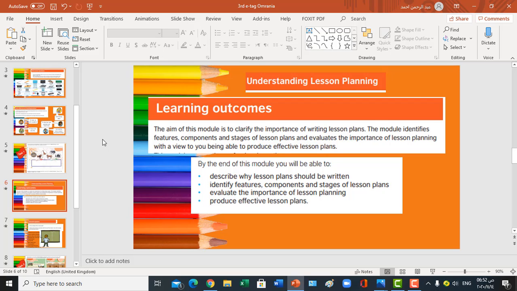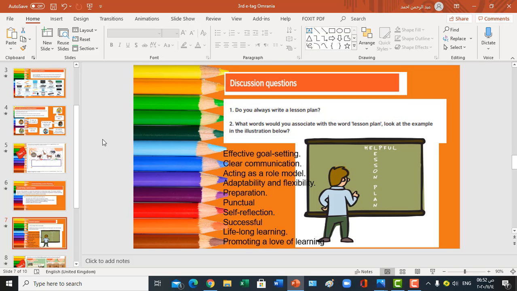By the end of this module, you will be able to: 1. Describe why lesson plans should be written. 2. Identify features, components, and stages of lesson plans. 3. Evaluate the importance of lesson planning. 4. Produce effective lesson plans. And we had a discussion about the features of a good teacher.